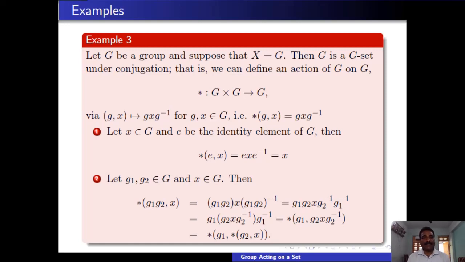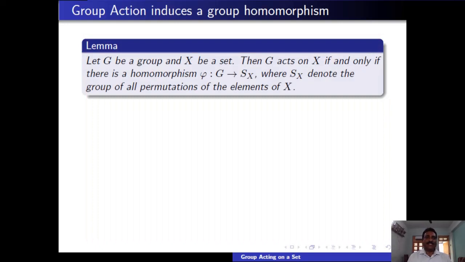This is important to us in the later part. So now we can see that this group action always induces a group homomorphism. Suppose, we state it as a lemma, let G be a group and X be a set. We want to show that G acts on X if and only if there is a homomorphism phi from G to Sx, where Sx denotes the group of all permutations of the elements of X.